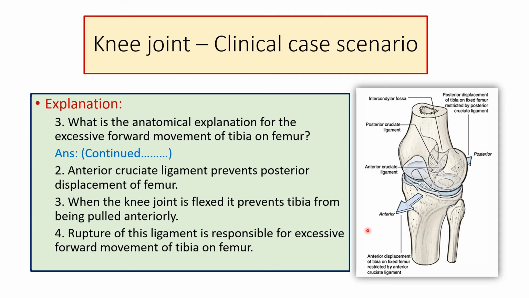So in the present case scenario, there is rupture of this anterior cruciate ligament that is responsible for the excessive forward movement of tibia on femur. Hope you have understood the explanation for the excessive forward movement of tibia on femur in the present case scenario where there is rupture of the anterior cruciate ligament.